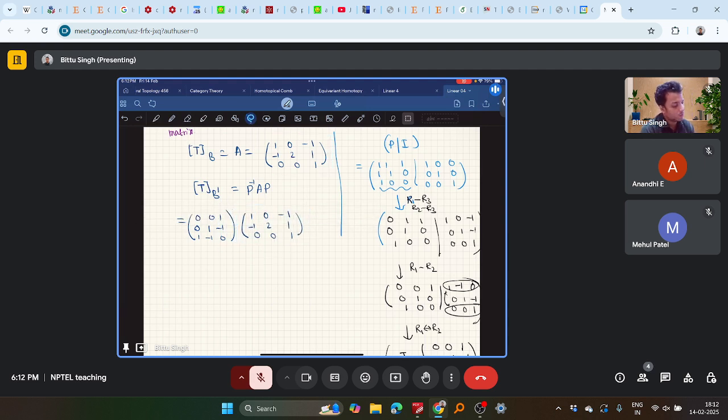P inverse A, and now again we'll put P. So P is already there. So it is 1 1 1, 1 1 0, 1 0 0. Now we'll simply multiply those two matrices. So P inverse is fixed. We multiply those two matrices first. 0 1 minus 1 0, 1 minus 1 0.